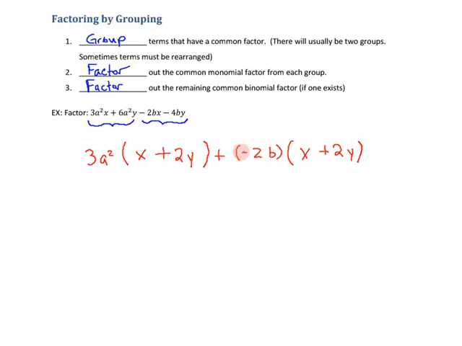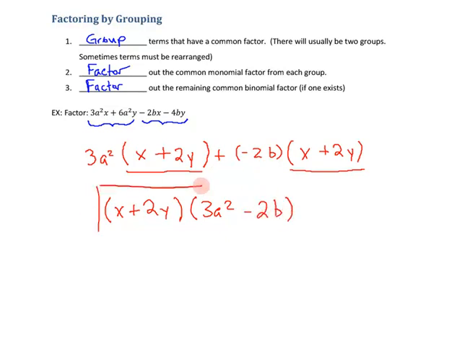Now look at the result. This plus sign separates two terms that have in common this binomial right here. So for step 3, we will factor out that binomial and write down what's left behind. I had a 3a squared and plus a negative 2b or minus 2b. We have factored that polynomial by grouping.